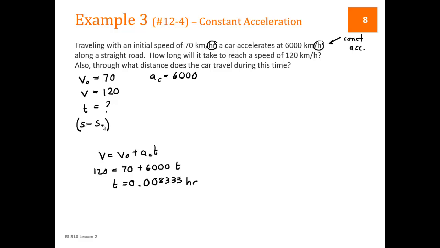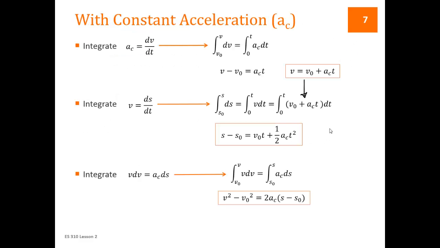s minus s naught. So now we could use either of these two equations, right? Because if we look in the middle equation, we've got s minus s naught, this is what we're looking for, this quantity. And then we've got v naught. We know that. We know t because we just solved for it. We know a_c and we know t. So we could use that equation, or we could use this one because we know v, we know v naught, we know a_c, and this is the quantity we're looking for. So either one. Let's use the first one.